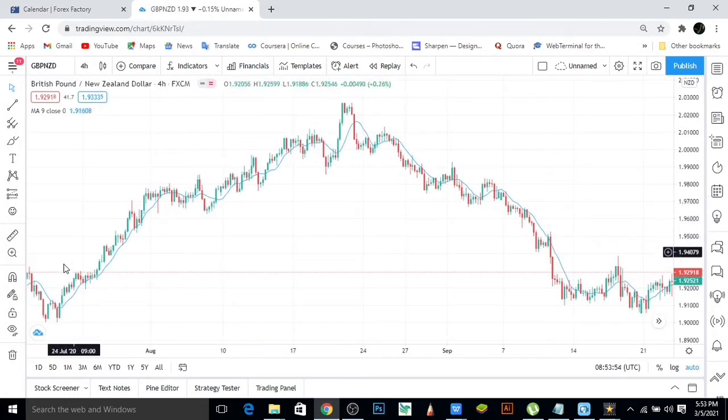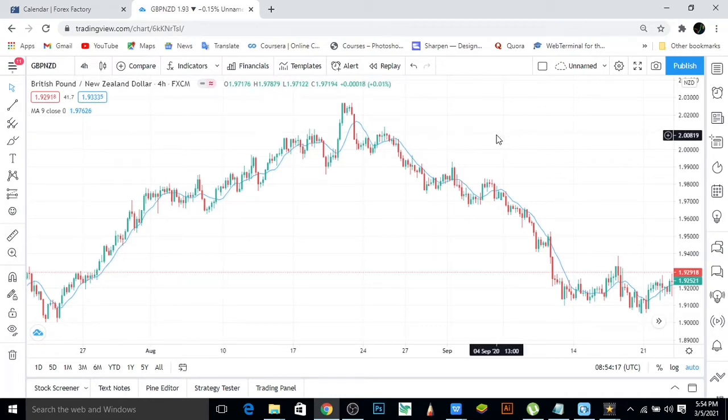Now there are different kinds of moving average. There's the simple moving average. What I've put here is the simple moving average. There's the exponential moving average. There are so many different kinds of moving average, but what will be of interest to you for now will be the simple moving average and maybe the exponential moving average.